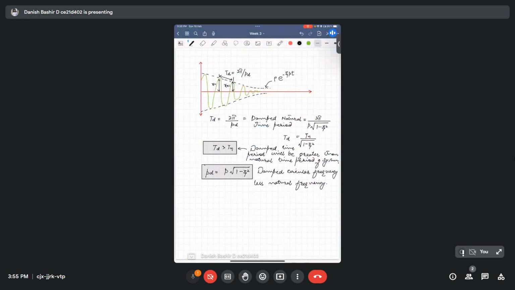So we found the damped natural time period, and the damped circular frequency. And we found that the damped time period is greater than the natural time period and the damped circular frequency is less than the natural circular frequency. And one more thing, the practical range of this damping ratio is theta less than 0.2, or we can consider it as 20%.